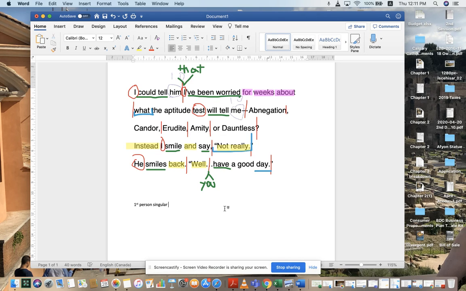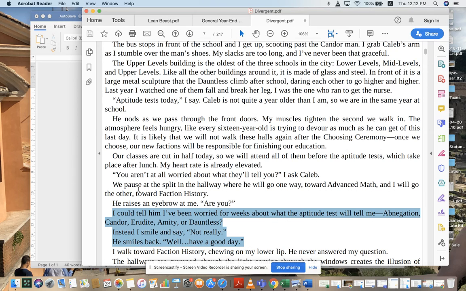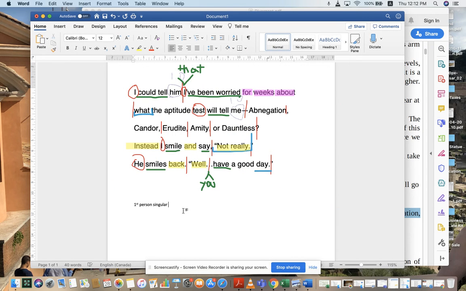In other words, when could I tell him? Is it happening now, or is it happening in the previous? Based on our previous sentence, this is happening right now. We pause right now at the split in the hallway, where we go one way towards advanced math and now we'll go the other way towards history. So it's happening right now at this moment, which means the tense of the subjunctive is going to be present.